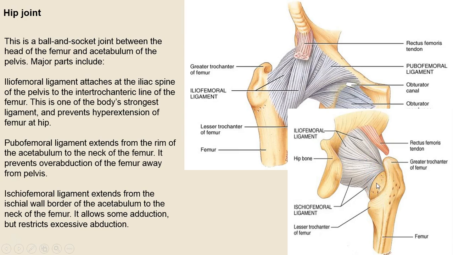The ischiofemoral, which we do see on the lower right, extends from the ischial wall border. So we think of the ischium of the pelvis, and it goes to the neck of the femur right here. Right. A lot of pressure being applied to that neck.